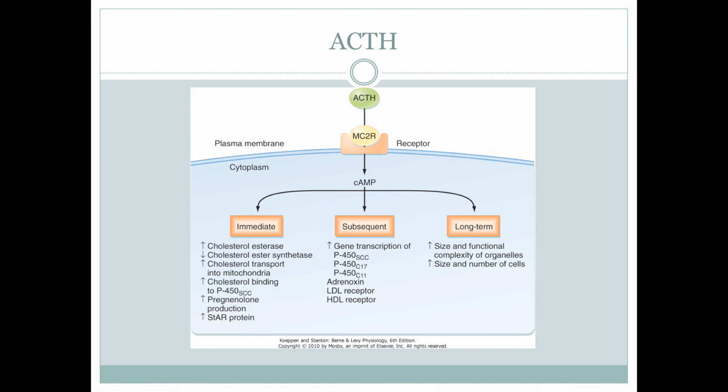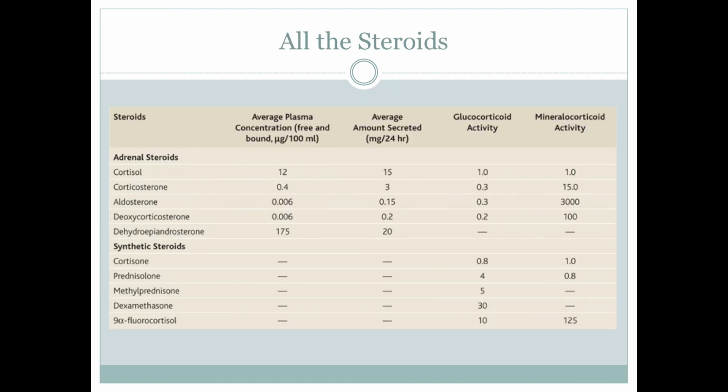And then long term, if the cells are really busy and making cortisol all the time, then we're going to make more of them. We're going to have more mitochondria, and we're going to have bigger cells. So they're bigger and they're going to be more active. Okay, so here are all the different things that we consider steroids.